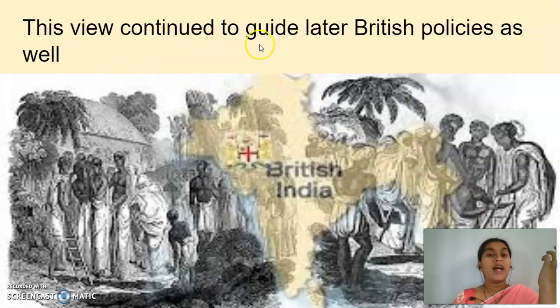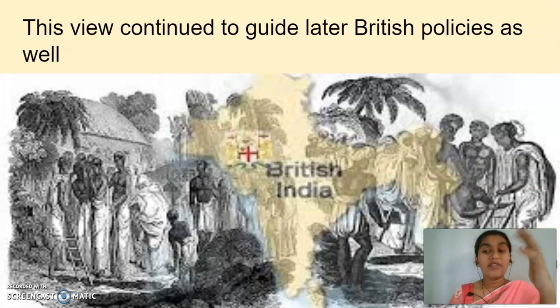See, this view continued to guide later British policies as well. So finally what happened? This policy, this supreme power has continued with them. The British people continued the same supremacy, the greater power. Even the next new policies they introduced in our country, they tried to continue to have that power. Okay, we are the supreme, we are more powerful than even Indian states. So whatever policies we want, we can frame.